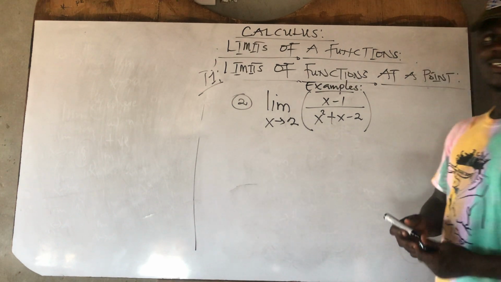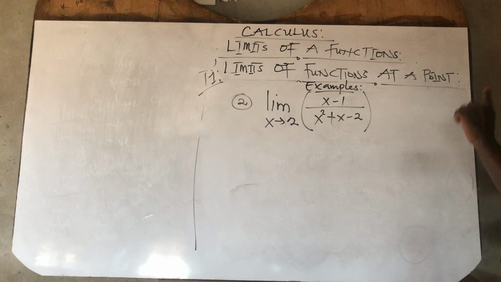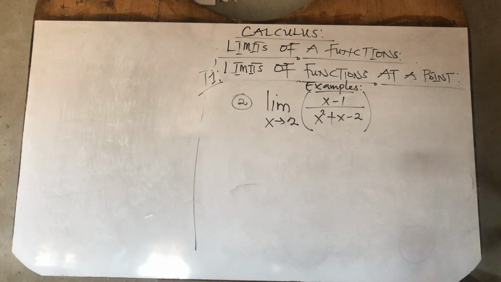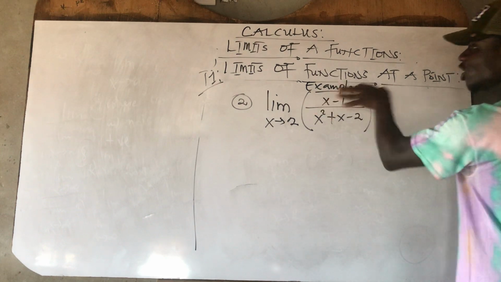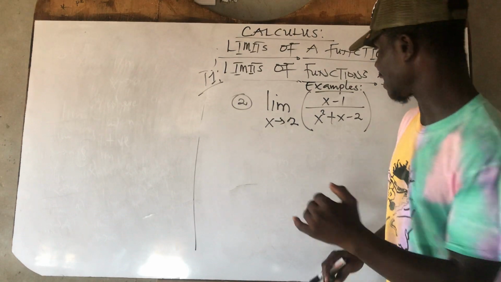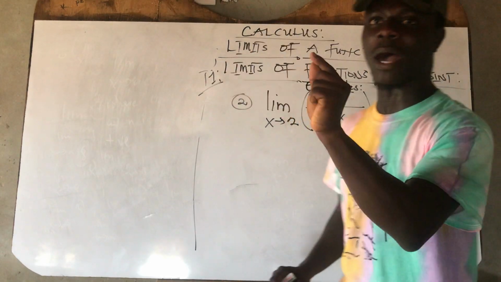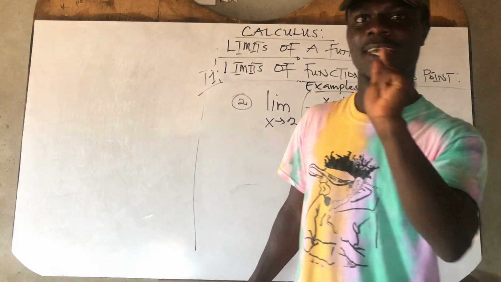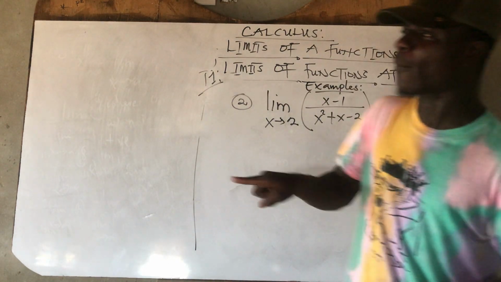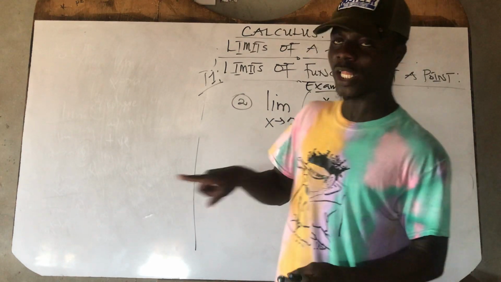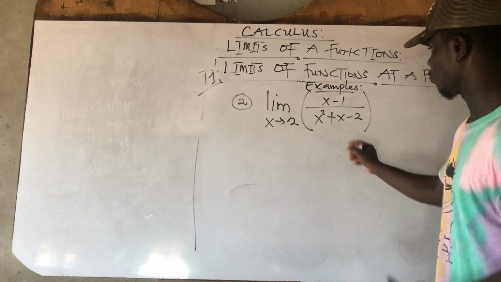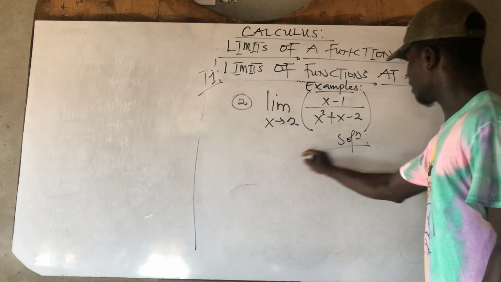So now, let's get back. If this one was infinity, we would have divided each term of the numerator and each term of the denominator by the highest power of the variable. But this one is approaching a point, and the point here is 2, right? So we can't do it like that.